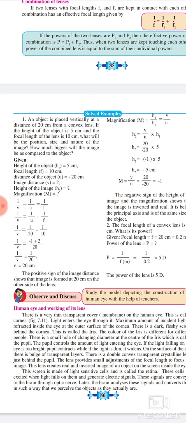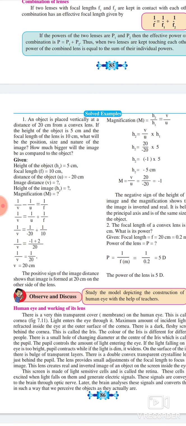How much bigger will the image be as compared to the object? So now I told you, h1, the height of the object, is equal to 5 cm. Focal length is 10 cm. Distance of the object u is equal to minus 20 cm. Why are we taking minus? Because it is on the left side of the optical center. Object is always placed on the left side. So u is equal to minus 20. You have to find out image distance, height of the image and magnification.